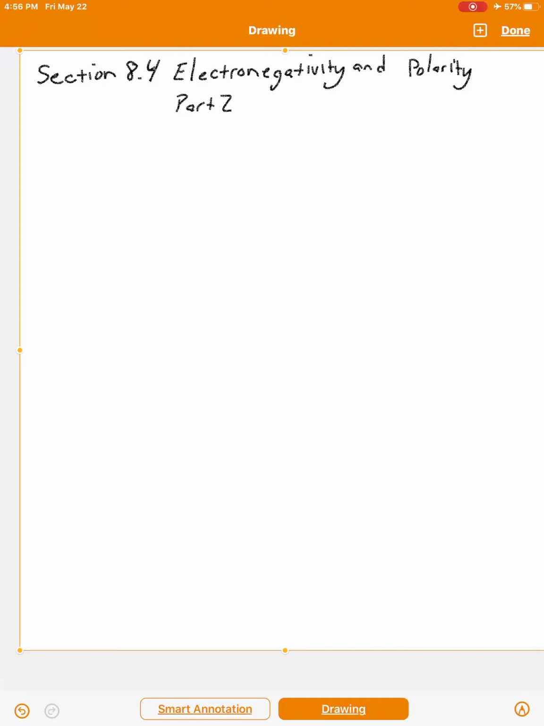Okay, section 8.4, electronegativity and polarity, part 2. So sometimes we want to be a little bit more sophisticated in terms of classifying our bonds as polar, or polar covalent, I should say, versus ionic. So first, let's begin with a little bit more of the notation here. Let's say that we have a polar covalent bond for the moment.